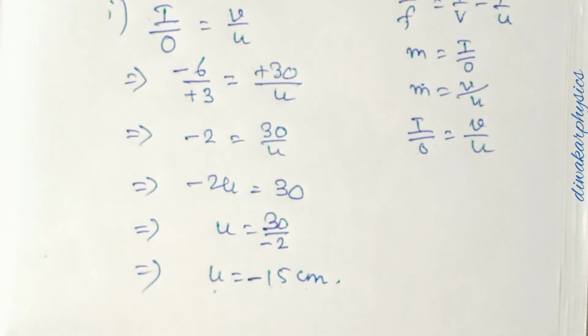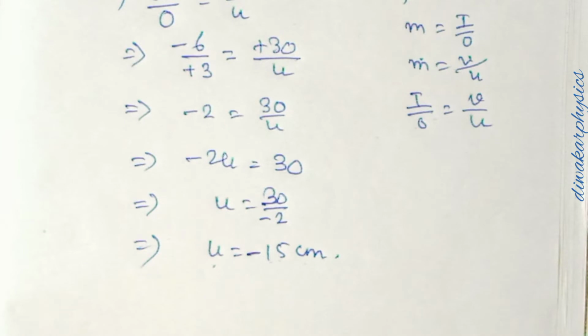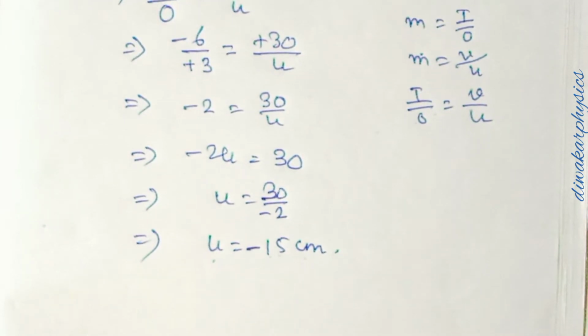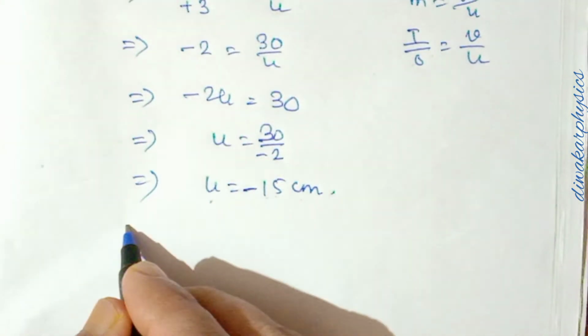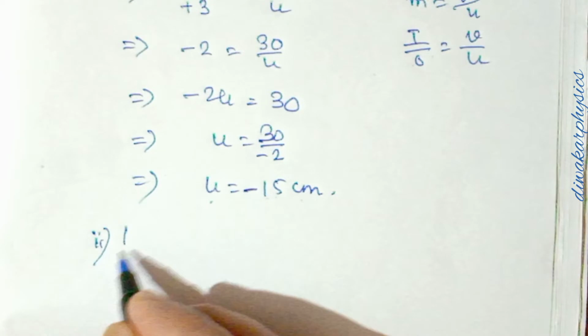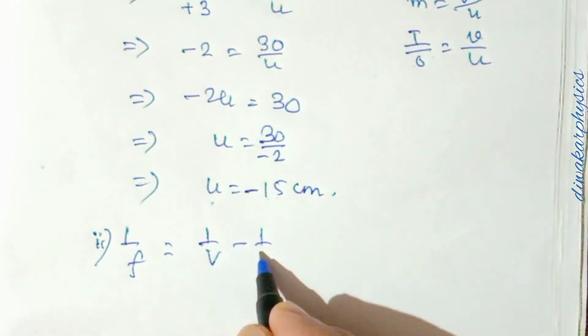So the first part we have got: the object distance is minus 15, which means you have to keep the object 15 centimeter in front of the lens. Now the second part they are asking is the focal length. So for the second part, you can use 1/f = 1/v - 1/u.